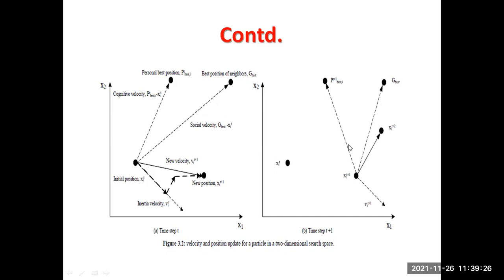So every cycle, there will be a personal best, a global best, a velocity and a position. These are the four components: xi t plus 1, vij t plus 1, G best, and P best j t plus 1. These are basically the four components which govern the movement of all the particles.